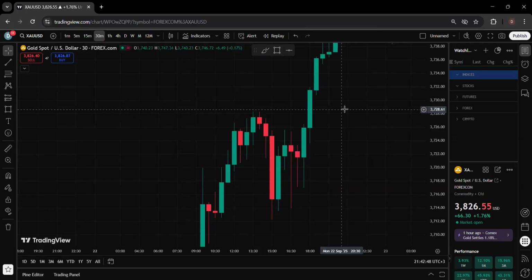Let's go down and see how we can identify all those areas when we are looking at the body of the candlestick. Let's see how we can do that.